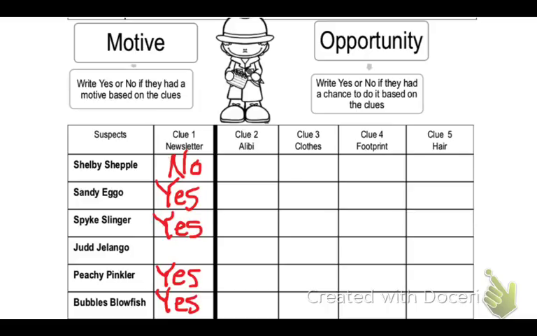Last is Judd Jalango, and he was telling everybody to stay away from the water park. So he also has motive. Okay. So the only one that really doesn't have motive is Shelby Sheppel, who is in charge of the water park.